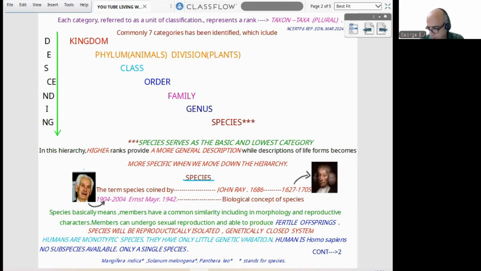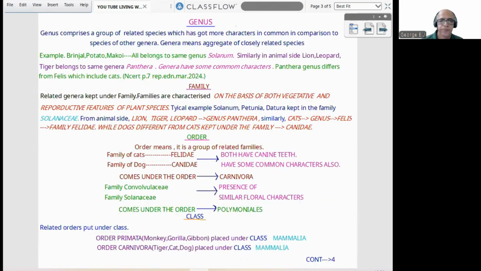Now, at the bottom you can find some names: Mangifera indica, Solanum melongena, Panthera leo. The second part, where I put a star, represents the species, that is indica, melongena, leo. I think species is clear. We can proceed to the next page.